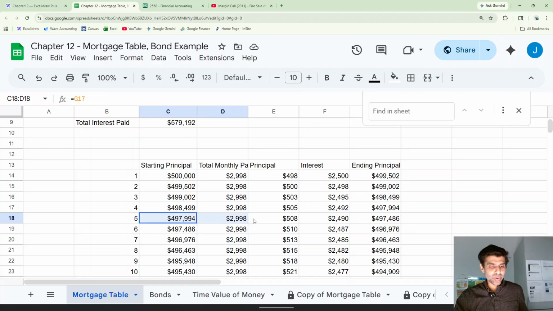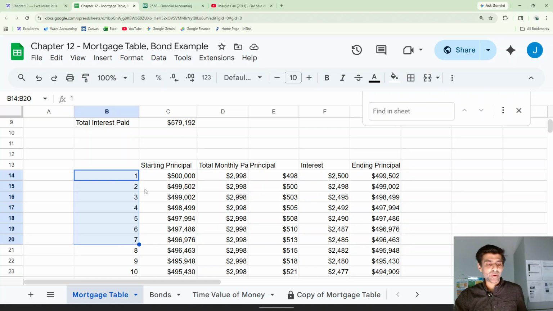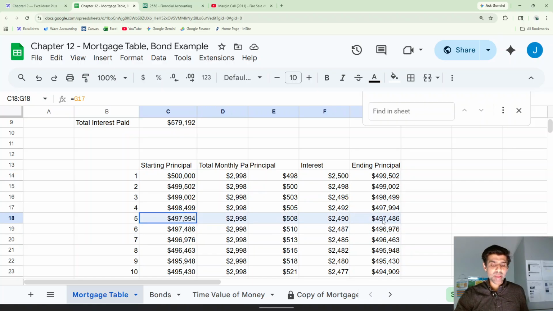Okay, so this table, instead of months, we'll have dates here, and then when you actually do it, we just don't know what the start date is. But basically, each of these are 1 month apart from each other. So let's say we're doing the journal entry for the fifth month of payment. We know that this is the total payment, and the splits are 508 and 2490.